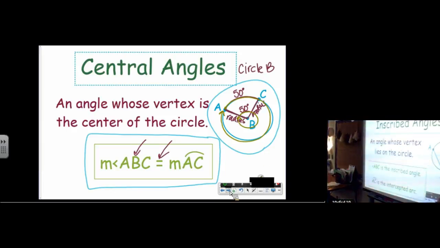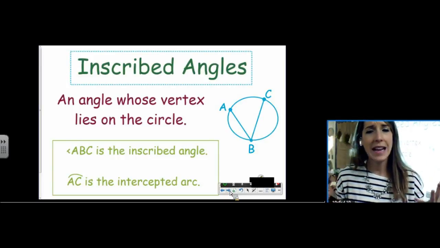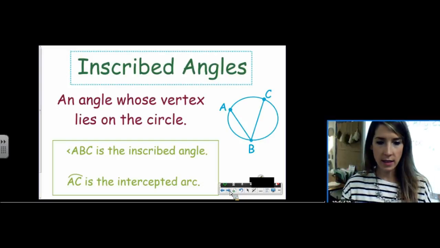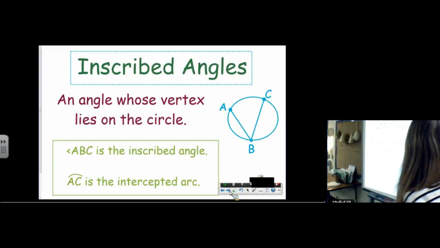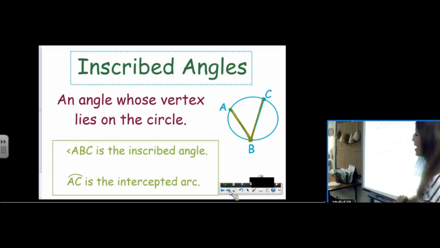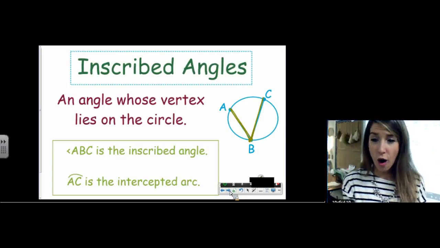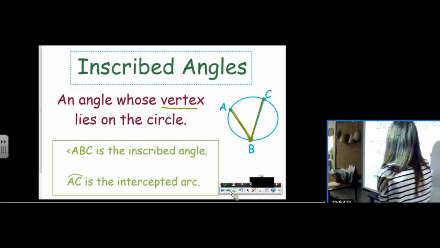Okay. The next one that we're going to talk about is how do you find the measure of an inscribed angle? You don't need to write the vocab down because that is already on your vocab sheet, so don't take time to do that. Reminder that an inscribed angle has a vertex that lies where? Good. On the circle. So the inscribed angle has a vertex that lies on the circle.